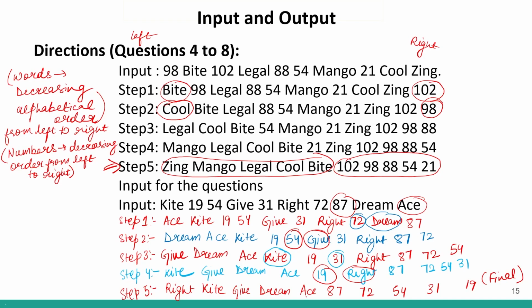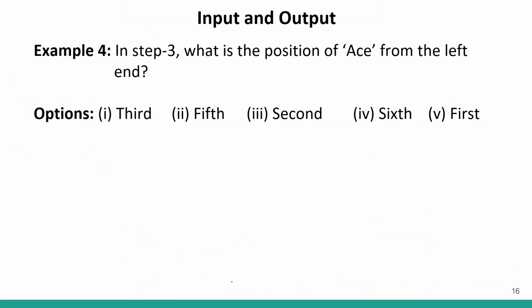Because if you see, the words are arranged in decreasing alphabetical order from left to right and the numbers are also arranged in decreasing order from left to right. Correct? This will be the output. Okay. Now, based on this output, we have certain questions. Let us look at them.